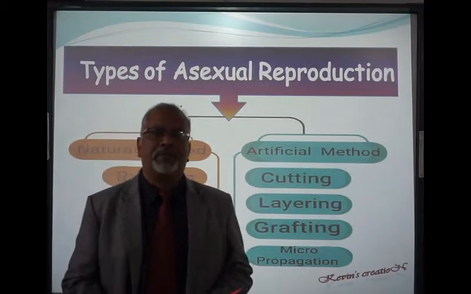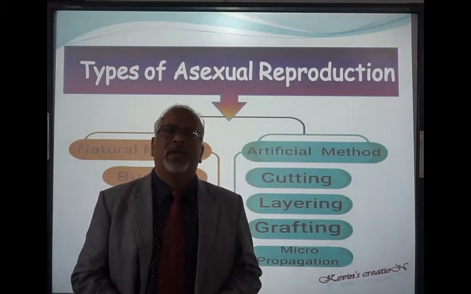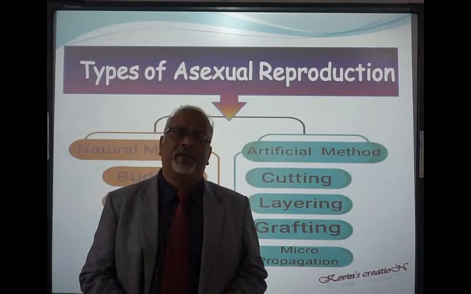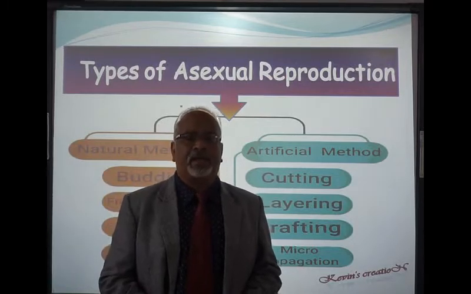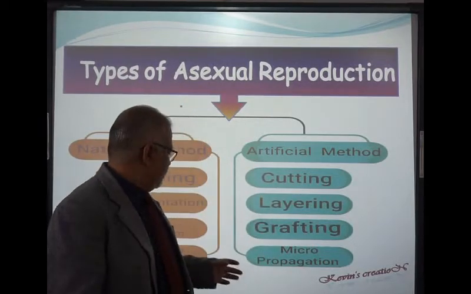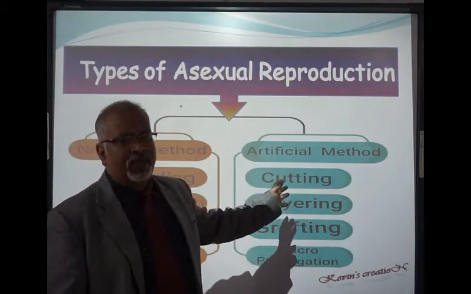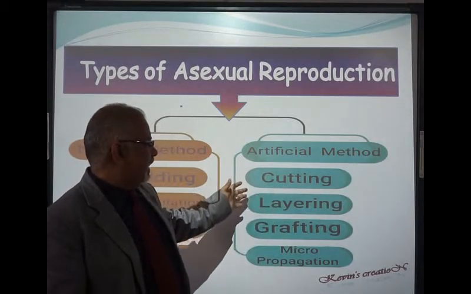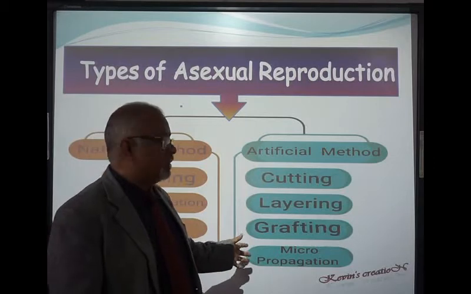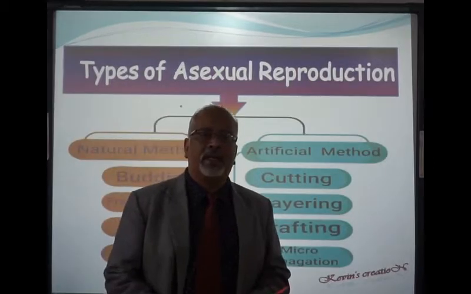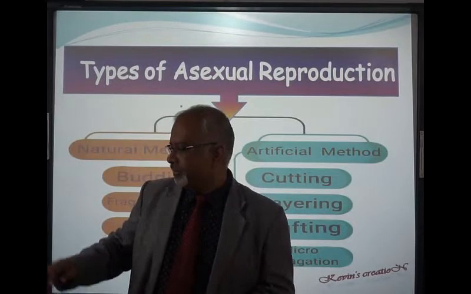Whenever the reproductive parts do not take part in the reproduction, whereas the vegetative part takes part in the reproduction, that is called vegetative reproduction. Now, artificial methods are also there, that is cutting, layering, grafting, micropropagation. All this we will be studying in the next video.